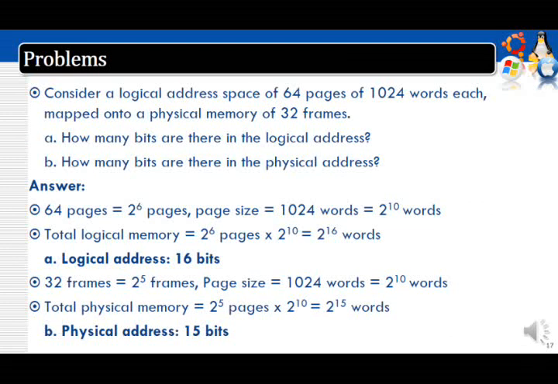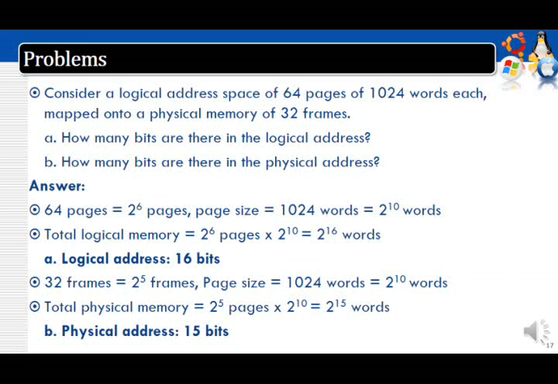Now we can do some problems and you can expect these problems for the university exam also, and this is very important. It is given in the question that consider a logical address space of 64 pages of 1024 words each, which is mapped onto a physical memory of 32 frames. I have to identify the number of bits in the logical and physical address. So in order to find the logical and physical address, first we have to represent the information given in the question in powers of 2.